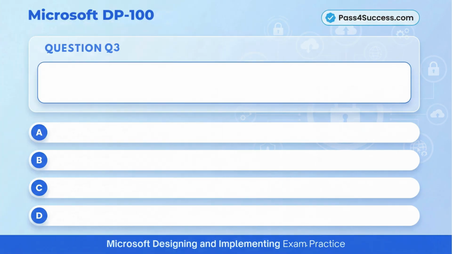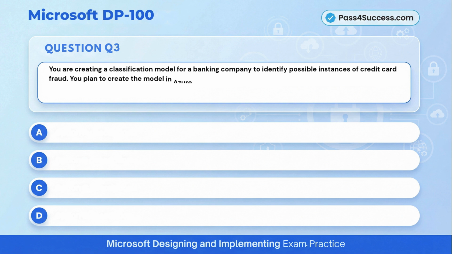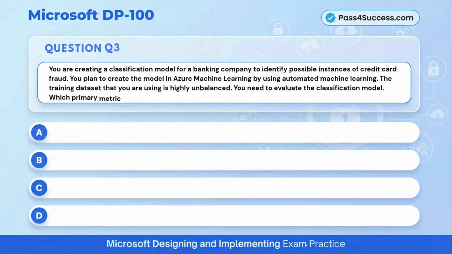Question number 3. You are creating a classification model for a banking company to identify possible instances of credit card fraud. You plan to create the model in Azure Machine Learning by using automated machine learning. The training data set that you are using is highly unbalanced. You need to evaluate the classification model. Which primary metric should you use?